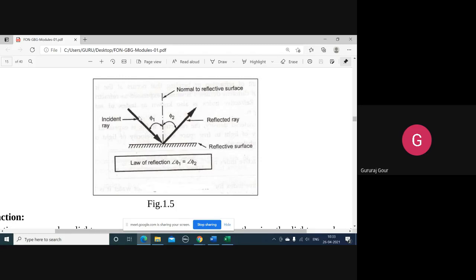And the angle that the optical ray makes when it is incident at this particular point should be the same as the angle it makes when it is reflected back from the reflective surface with respect to the normal. That is, phi 1 should be equal to phi 2. This is how you have to state it in words, or elaborate it. This is the law of reflection, we all know it.